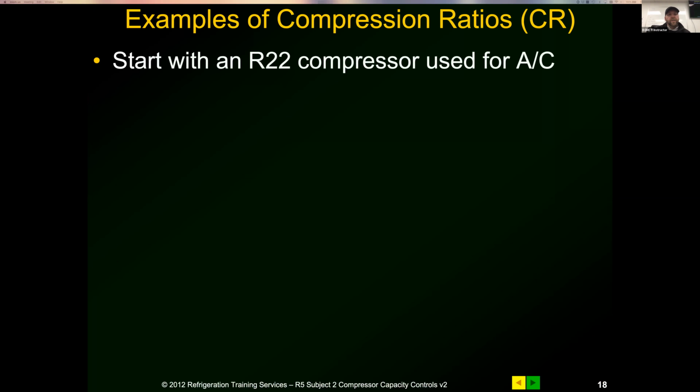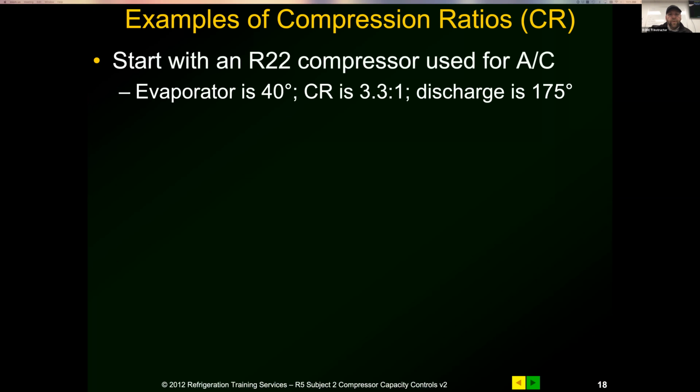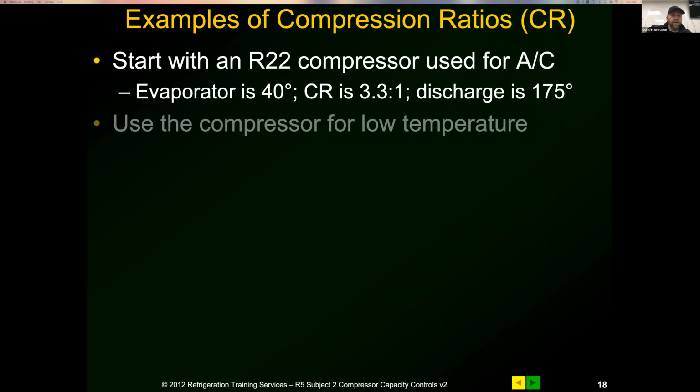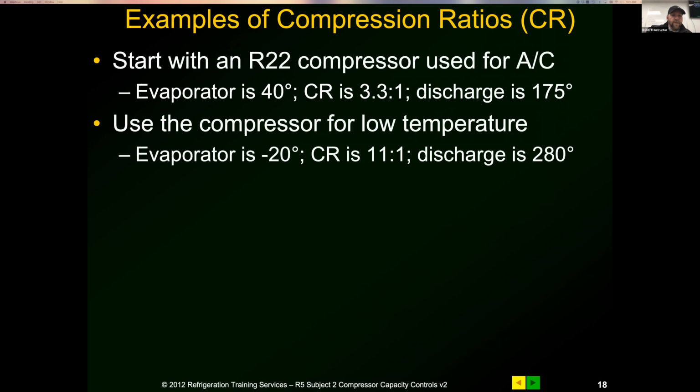Examples of compression ratios: start with this R22 compressor for AC. Evaporator is at 40 degrees. Compression ratio is 3.3 to 1, very healthy. Discharge is 175. If we use that compressor for low temperature, which happened a lot in the 90s with 22, the evaporator pressure is at negative 20. It changes that compression ratio to 11 to 1, so your discharge temperature is 280. If we're smoking oil at 300, we're getting really close.